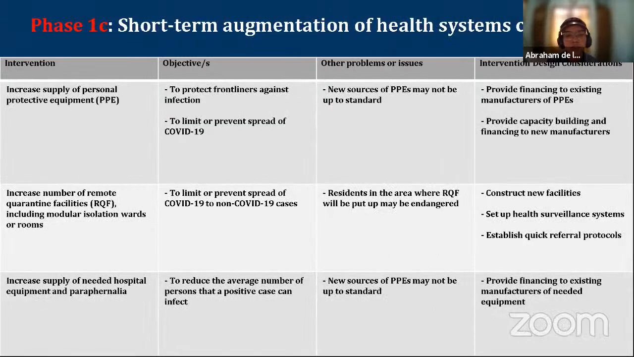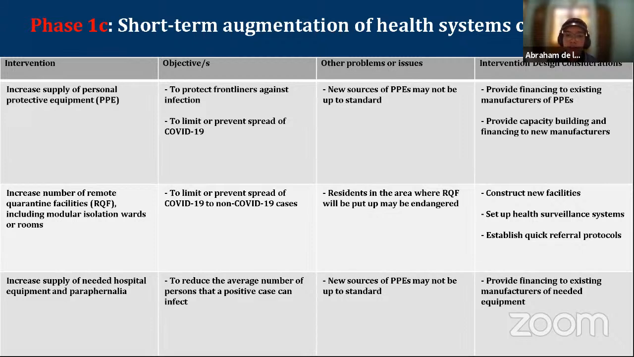So phase 1C, short-term augmentation of health systems capacity. Dito sa phase 3, what we need is support of government. The health system should be better equipped to handle the potential surge.